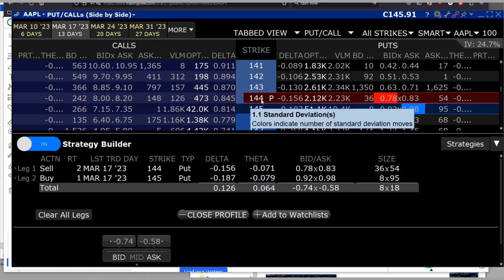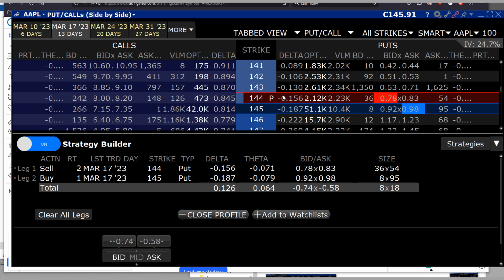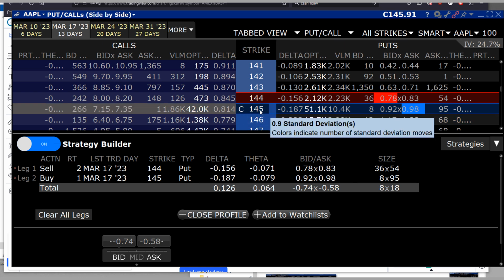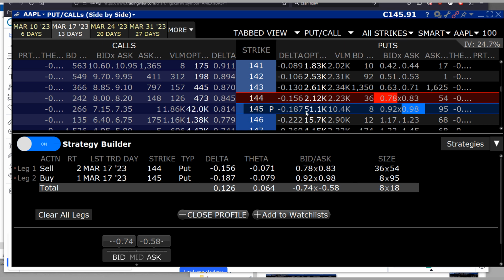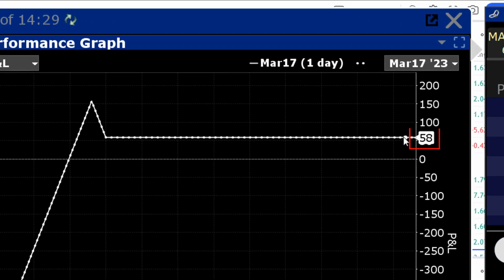But because I am short the 144 options, I don't want Apple to fall below here because that is when these options will start to have intrinsic value at expiration. And because I'm short these 144 options, I want those to expire worthless. So the maximum profit, the ideal price that I want Apple to expire at is 144 because that way I can get the maximum intrinsic value from my 145 put option that I own. But 144 is still high enough that my 144 strikes for my short options will expire out of the money or expire with $0 of intrinsic value. So that's why the graph looks like this. I'm basically going to make a $58 credit as long as Apple stays above 145.